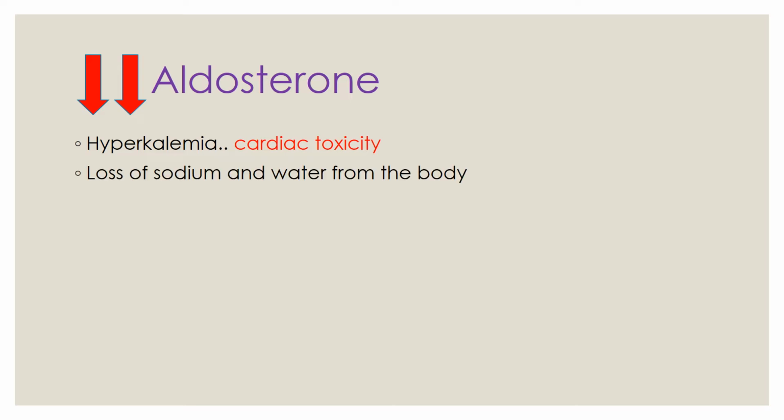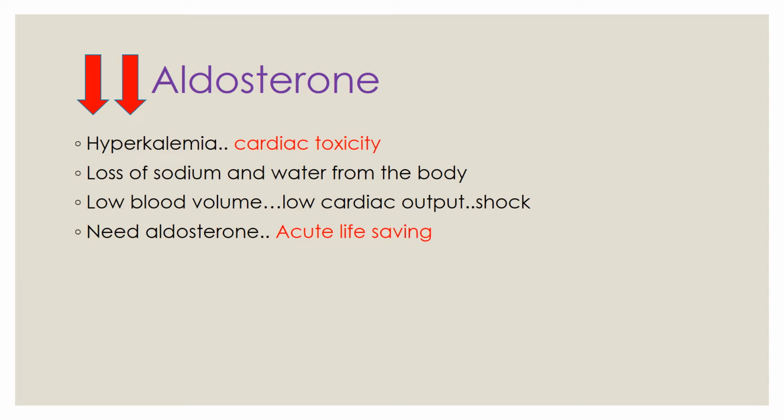Also, there will be an increased loss of sodium and water from the body, because now the aldosterone is not there, so there will be reduced sodium reabsorption by the renal tubules. Once you lose sodium in the urine, the water will follow because of osmosis, and consequently this will reduce the blood volume, cause low cardiac output, and maybe the person will have hypovolemic shock. That's why these cases need to be urgently treated with aldosterone, because we consider it an acute life-saving hormone.